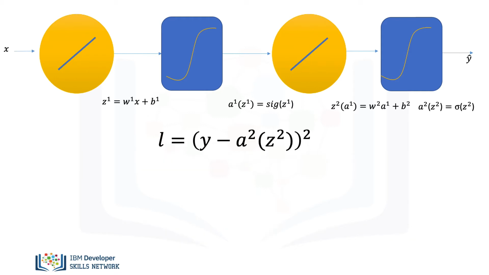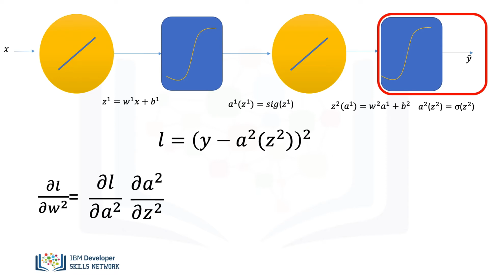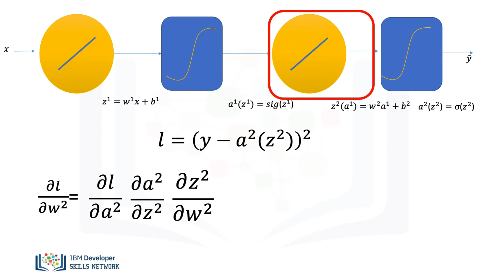We have a loss function. Let's just use a squared error in this case. The derivative of the loss with respect to our first parameter in the output layer is the derivative of the loss function with respect to the activation on the output layer. Then we have to take the derivative of the activation with respect to the linear input z superscript 2. Then we'll have to take the derivative of z superscript 2 with respect to our parameter. We now have the derivative of the weight in our output layer.